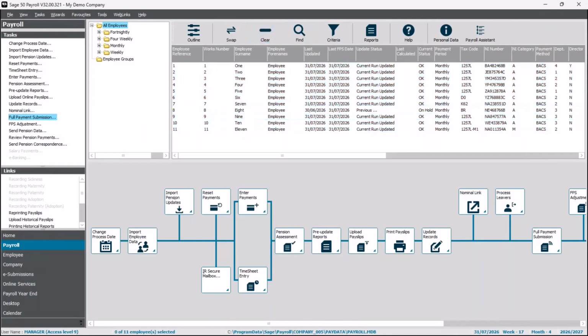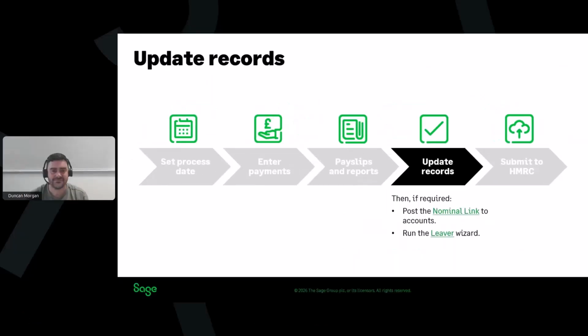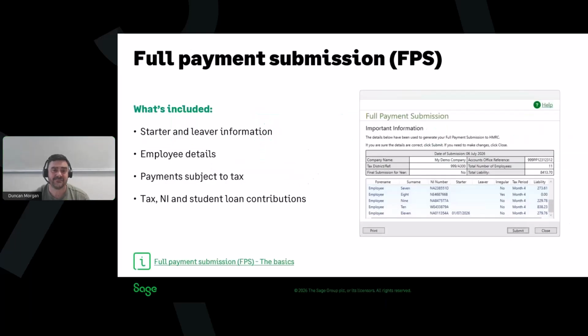And that is the pay run complete. And just to go over those last couple of steps with you now. So we've run update records, and then if required, post the nominal link and run the leaver wizard. We've sent our payroll information to HMRC by submitting an FPS. And that must be done on or before pay date.